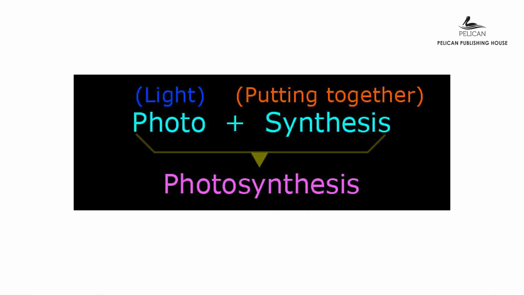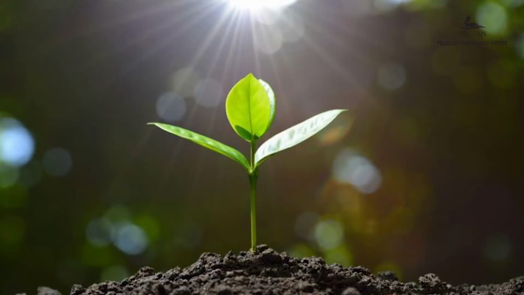Conditions needed for the process of photosynthesis. The word photosynthesis is made up of two words, photo and synthesis. Photo means light and synthesis means putting together. Therefore, the word photosynthesis means putting things together in the presence of light. As given by the name, the first condition required for photosynthesis is the presence of sunlight. To make their own food, plants need sunlight and this can only happen during the day.